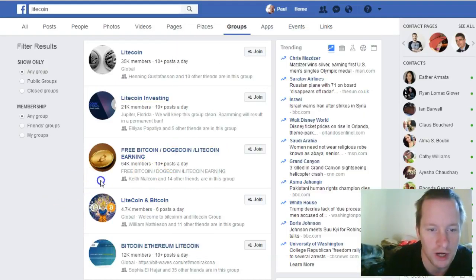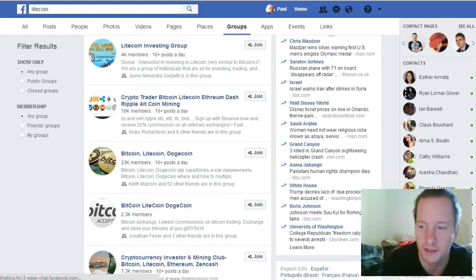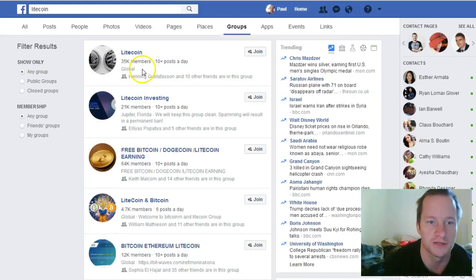Got this one, which is not really centered around Litecoin. I'm just looking for a Litecoin center. Okay, well, it looks like that first group up there. So it looks like this first group, Litecoin, is the only one that's really centered around Litecoin. So it has 35,000 members.